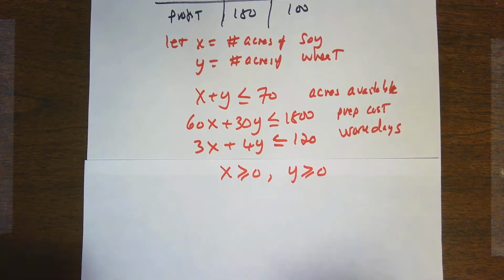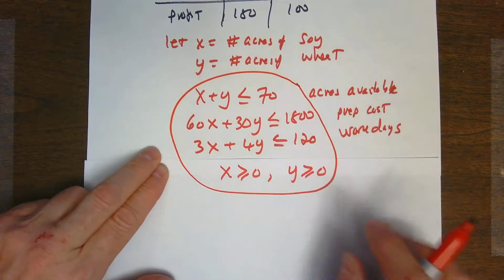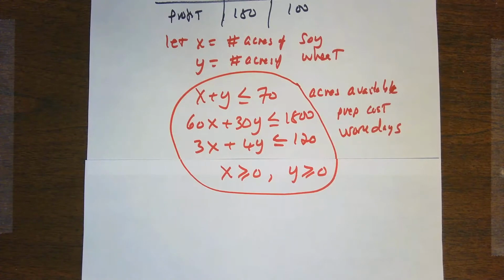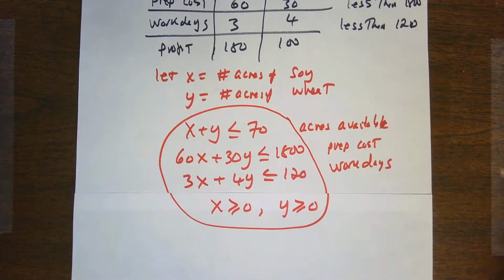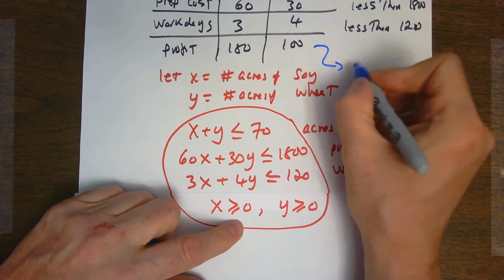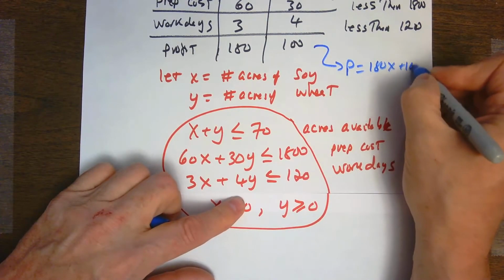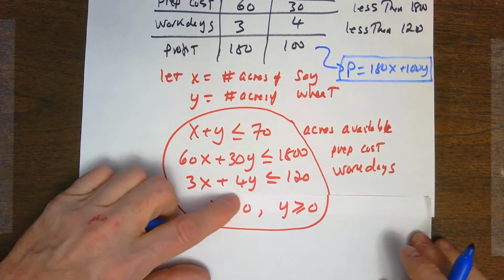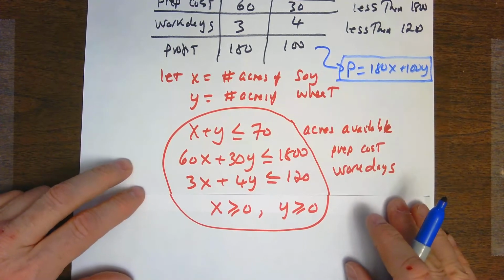All right, so here we have it. What we have here is our system of constraints. There it is. We've created it. Now that we've created it, we have to graph it. Oh, by the way, the profit function. Here's the profit function. Profit is equal to 180x plus 100y. That's going to be my profit function for later. That's what I'm going to try to maximize a little bit later.